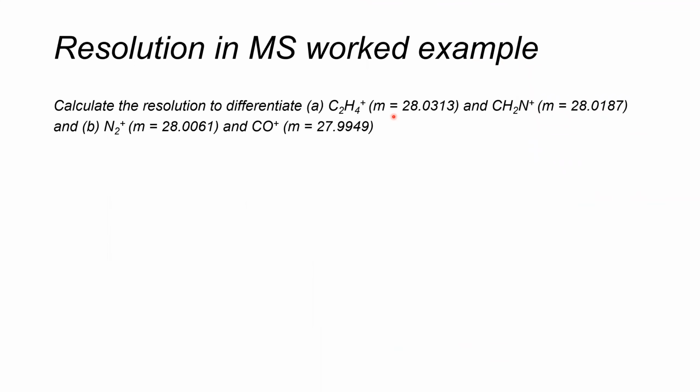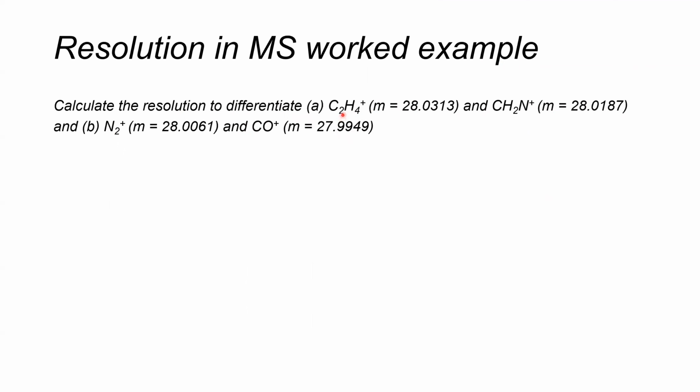So how would we then do a calculation on the resolution in mass spectroscopy? We want to calculate the resolution to differentiate two mass peaks. So A, it's C2H4 plus given this mass, and CH2N plus given this mass. And then the second part, B, is this. I'm only going to do part A, and part B you should try yourself.